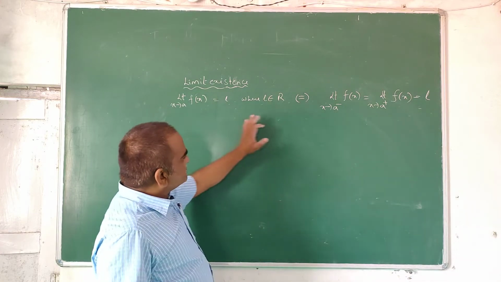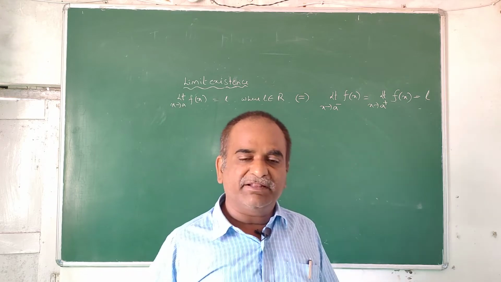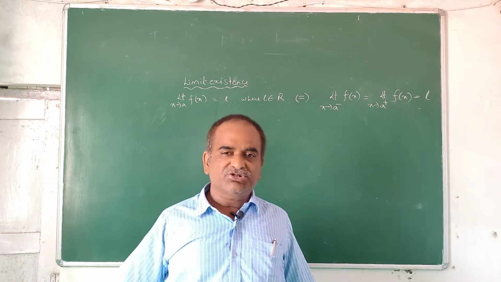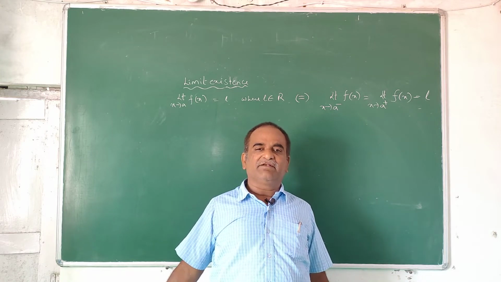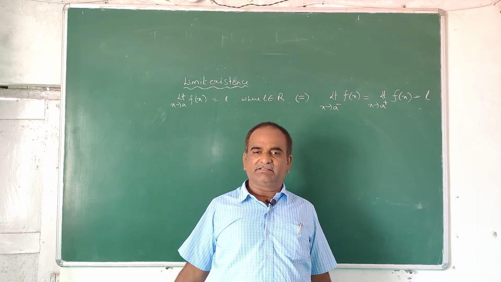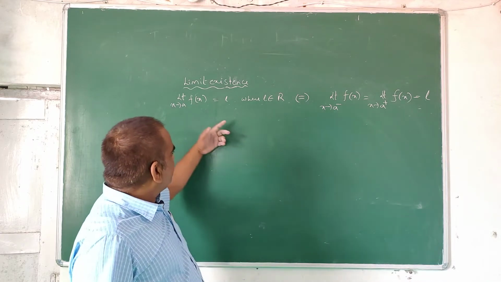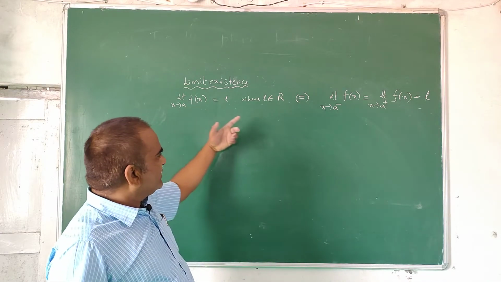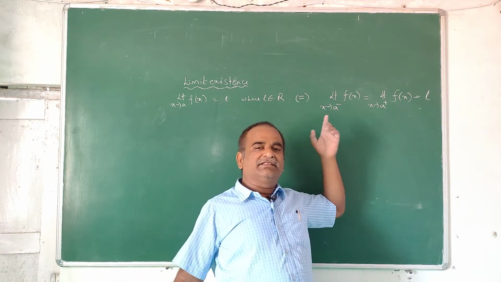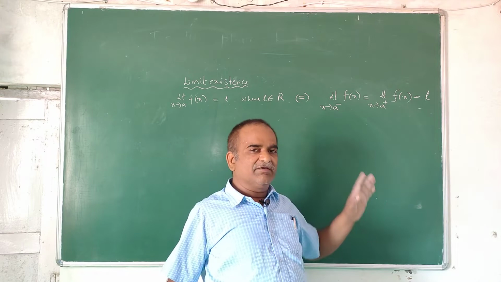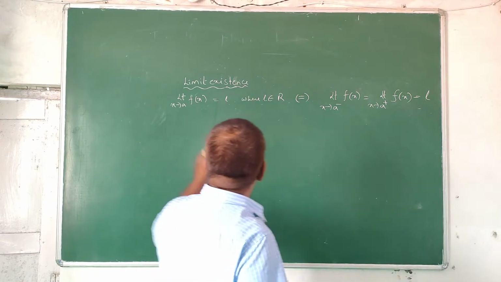This is the most important theorem throughout the chapter of limits, because every student should know when the limit of a function exists and when the limit does not exist. So that is an important point. The limit of a function exists if and only if both the left hand limit and right hand limit exist and are equal to L. Understood? So this is the limit existence theorem.